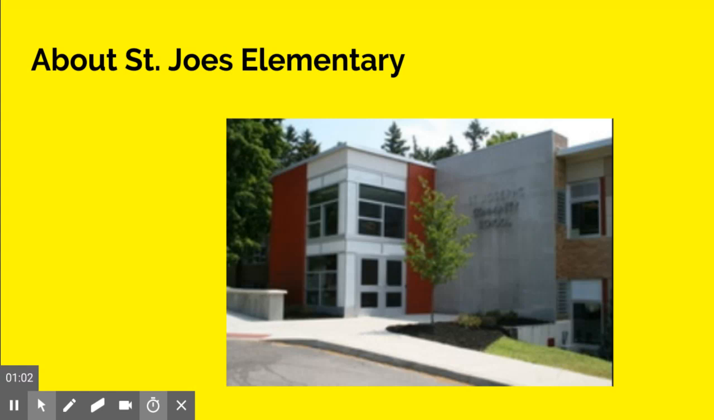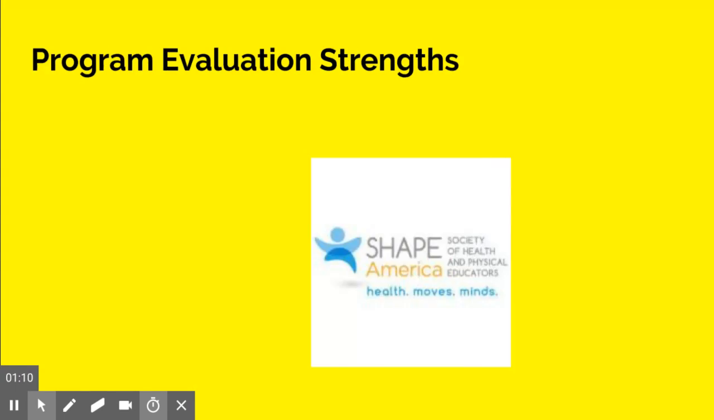So for our program evaluation, I used the Shape America Physical Education Program Checklist. And some strengths that I got using that checklist were, first off, full inclusion of all students in PE class. Classes are taught by a state certified K through 12 PE teacher. The PE teacher evaluates student learning continually. The PE teacher makes necessary adaptations for students with special needs or disabilities.